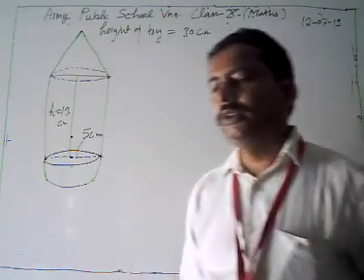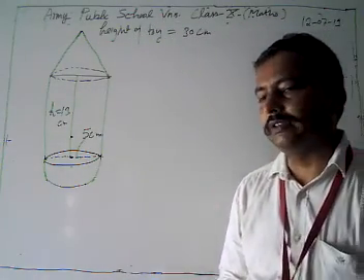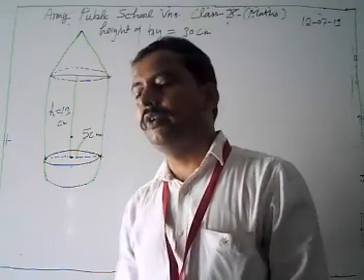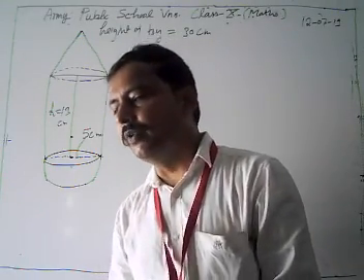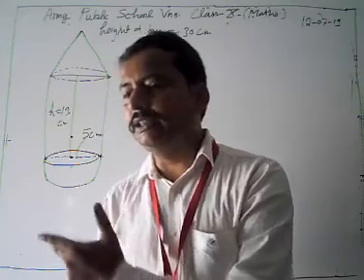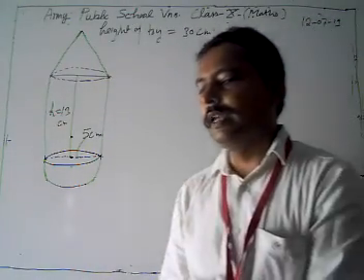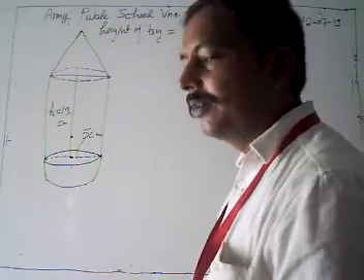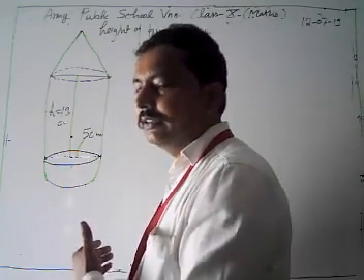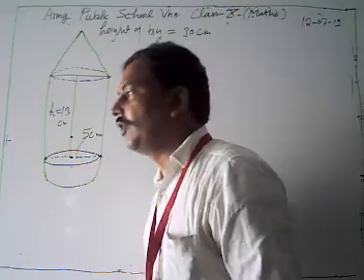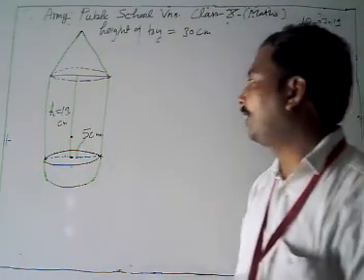To find the solution of this question, first of all we are going to find the curved surface area of the cone, secondly the curved surface area of the cylinder, and lastly the curved surface area of the hemisphere. To find the curved surface area of the cone, we need its slant height, because the formula is pi r l. We have to find our l.